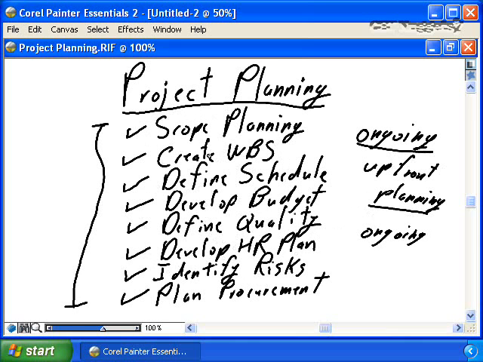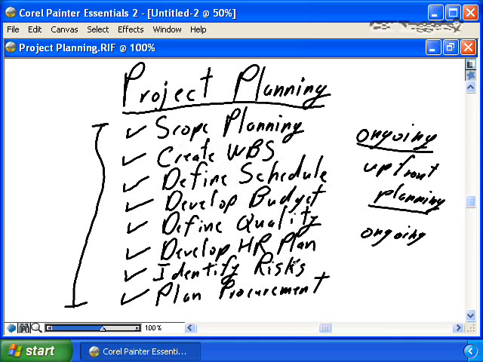With each new change introduced to your project, every time the business asks to add functionality, every time the business asks to remove functionality, it's critical that you go through a complete planning process for that change element. Understand what impact that change is going to have on scope, on the WBS, on the schedule, on the budget, on the quality expectations for the project, on the HR plan. Do you need to change the HR complement? Do you need to add resources?